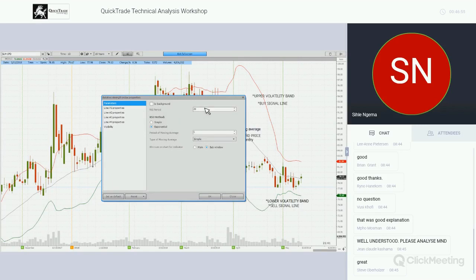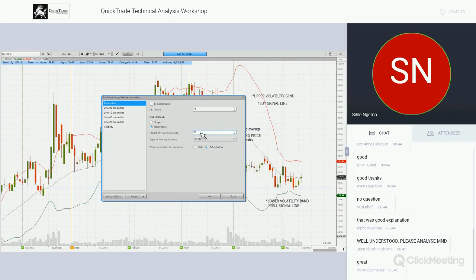Now my period of the RSI indicator is going to be 21, right? I want the indicator to give me the average price movement, or the performance, or the bias of the market over a period of 21 days for my RSI indicator. And the period of moving average, I want the period of my moving average to be 20.